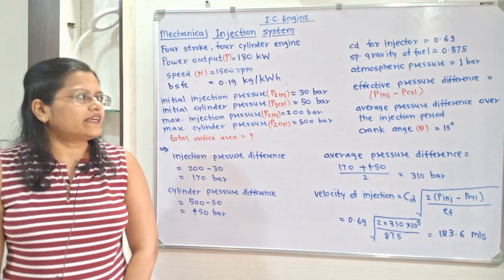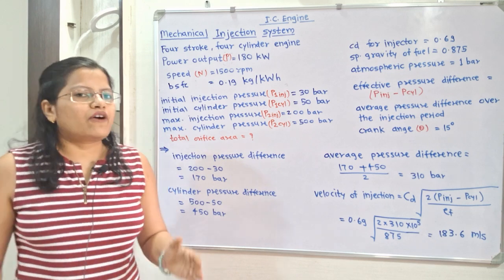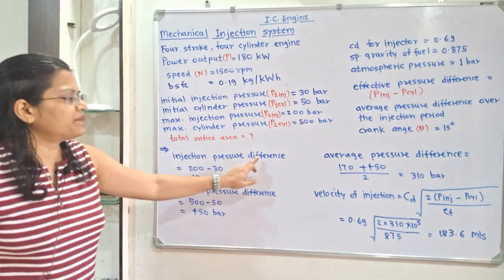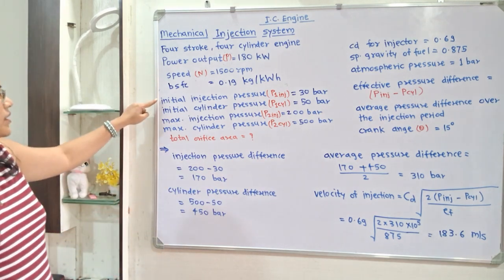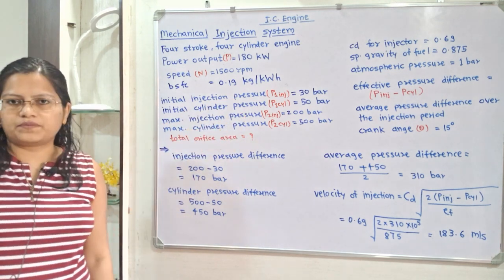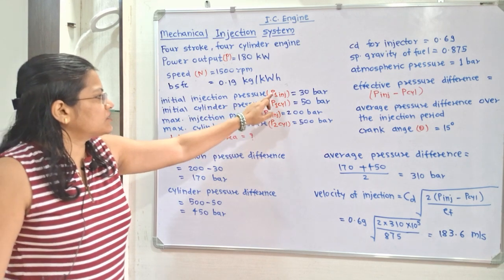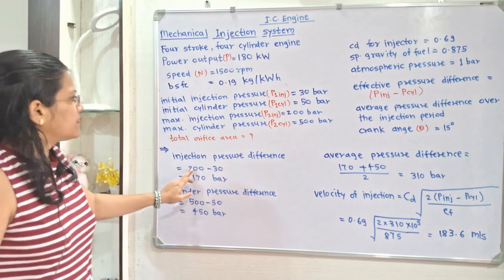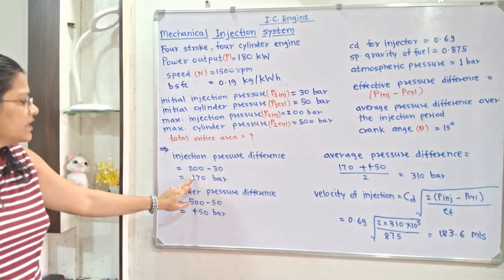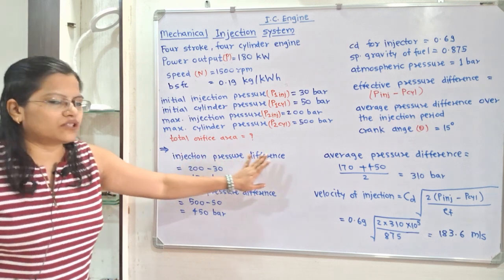Now we will calculate the average pressure difference. So how to calculate this? We first take the injection pressure difference, using the initial injection pressure and the maximum injection pressure. The difference is P2 injection minus P1 injection, that is 200 minus 30, which is equal to 170 bar. So this is the injection pressure difference.